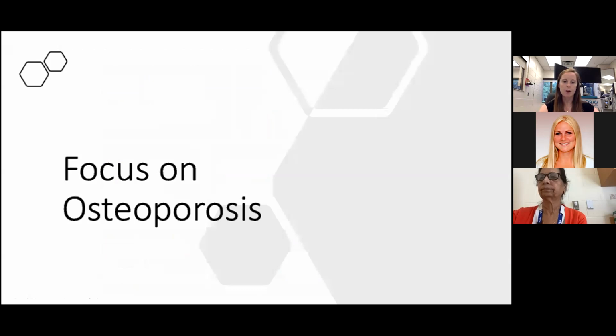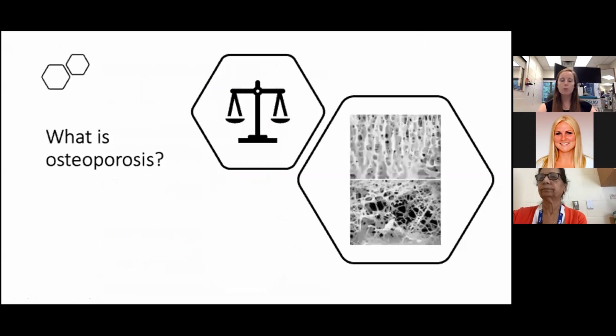Okay, let's move on. So let's focus on osteoporosis. I've said it a lot, but what is it actually? Well, osteoporosis literally means osteo, which means bone, and porosis, which means porous. So bone that is porous.